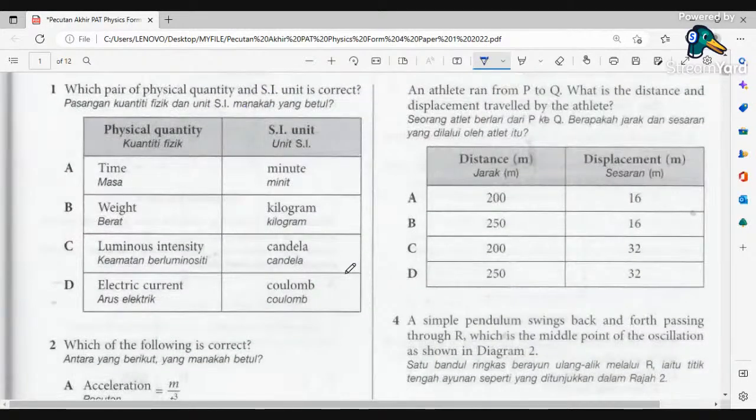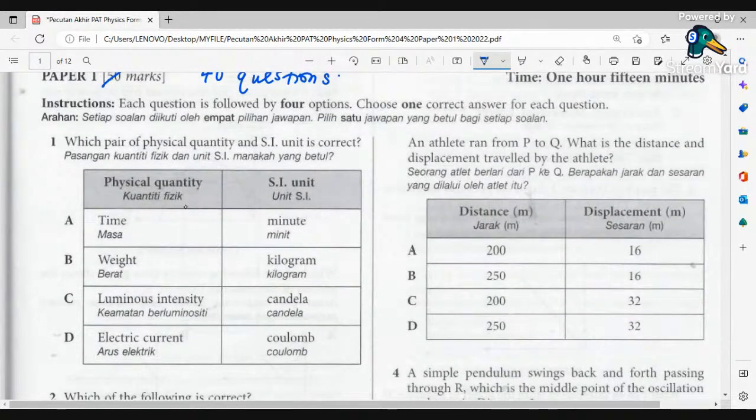Okay, let's go to number 1. Which pair of physical quantity and SI unit is correct? Physical quantity, we know that is a quantity that can be measured. SI unit is international unit system. For the base quantities, we have 7, either the single SI unit or a combination of SI units. So I hope you remember the 7 base quantities. Okay, so look at the answer.